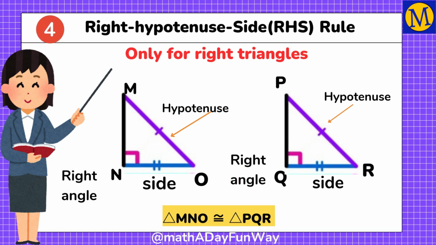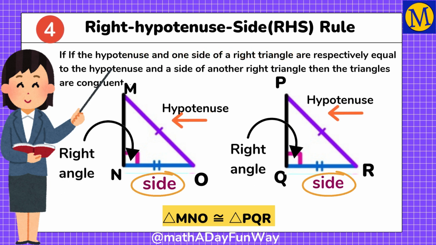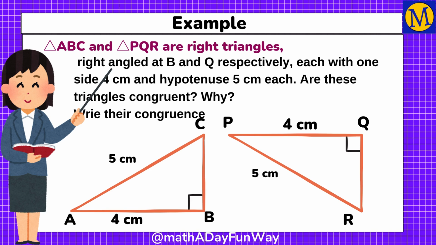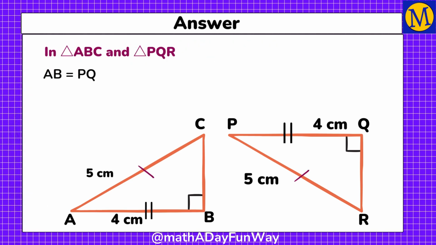Rule 4. Right, hypotenuse, side, or RHS rule. If the hypotenuse and one side of a right triangle are equal to the corresponding hypotenuse and a side of another right triangle, then the triangles are congruent. ABC and PQR are right triangles. Look at their corresponding parts to find if they are congruent. Let's mark the corresponding sides and write the answer.